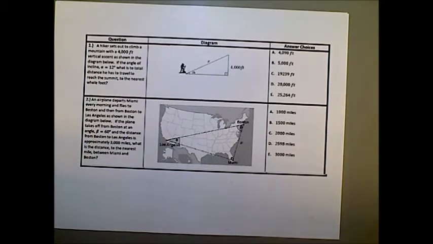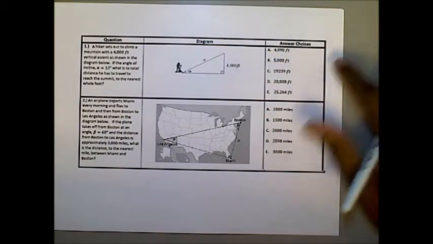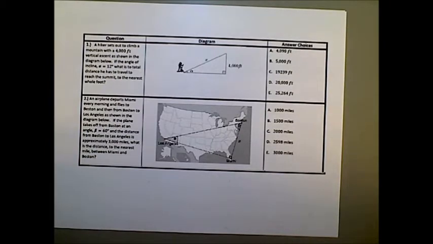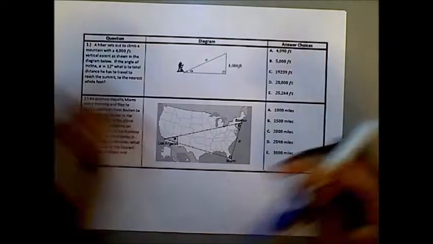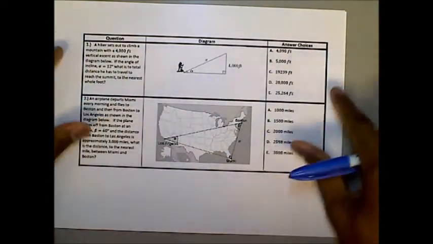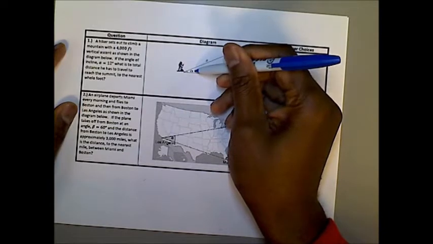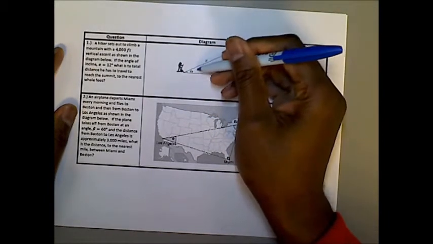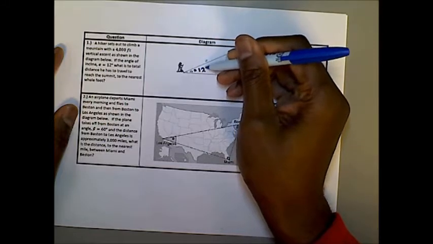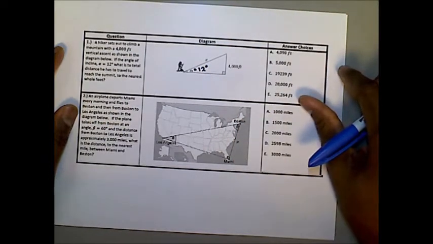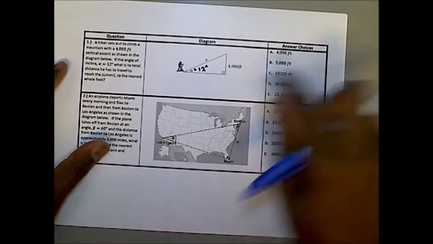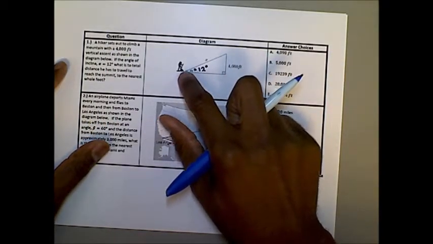Question number one. A hiker sets out to climb a mountain with a 4,000-foot vertical ascent as shown in the diagram below. Really, it's to the side, this diagram right here. If the angle of the incline alpha equals 12 degrees, what is the total distance he has to travel to reach the summit to the nearest whole foot? So, in this example, the angle that we are working with is right here. The angle we're working with is alpha and has a measure of 12 degrees. What we need to do is find the total distance he's traveled to reach the summit, so from the bottom to the top.